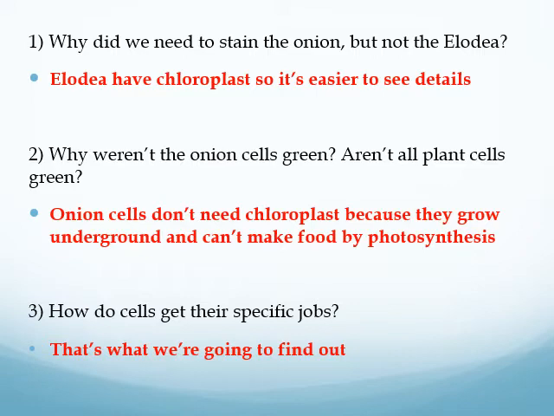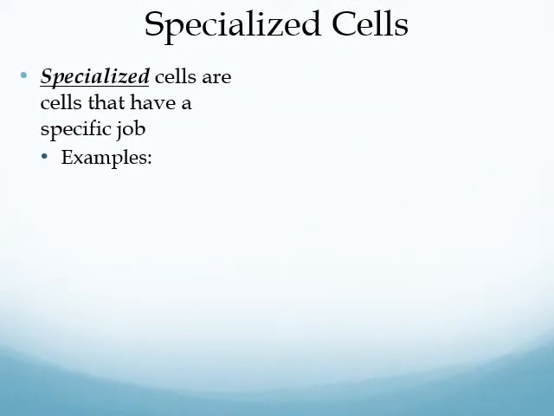As for how cells actually get their jobs, that's what we're going to go into now. Cells that have a particular job to do in an organism are called specialized cells. It's like how a person may say they specialize in something, that they have a specialty, or that they are a specialist. That just means there's something they're particularly good at or focus their attention on.